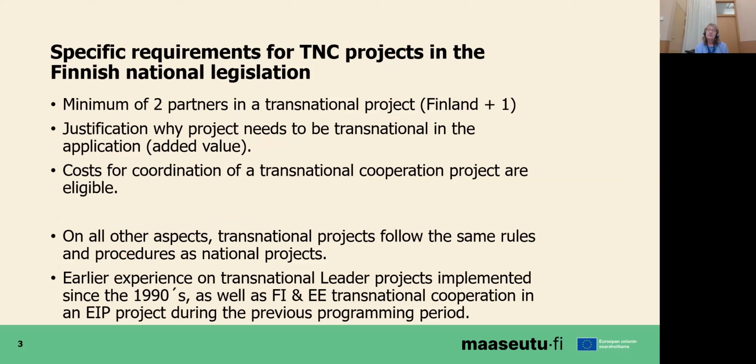We have set some specific requirements for transnational projects in the Finnish national legislation, and actually it's not much, it's only these 3 points. There's a requirement that you must have a minimum of 2 partners in a transnational project, meaning 1 partner from Finland and at least one from another country. Then in the description in the application, you have to justify why the project needs to be transnational. There must be some added value you get from the transnationality. You get something that you cannot get if the project is only implemented nationally or regionally.